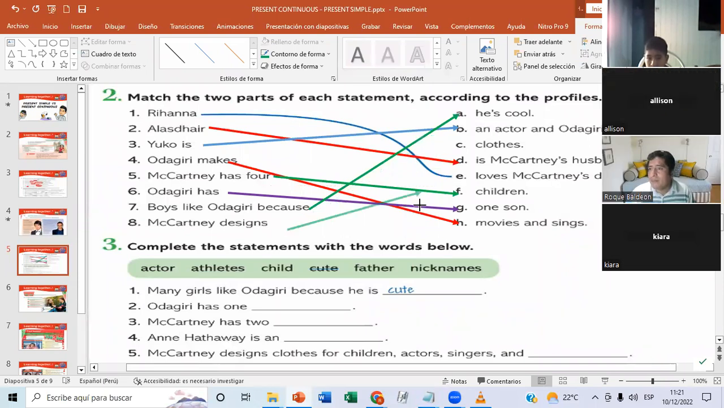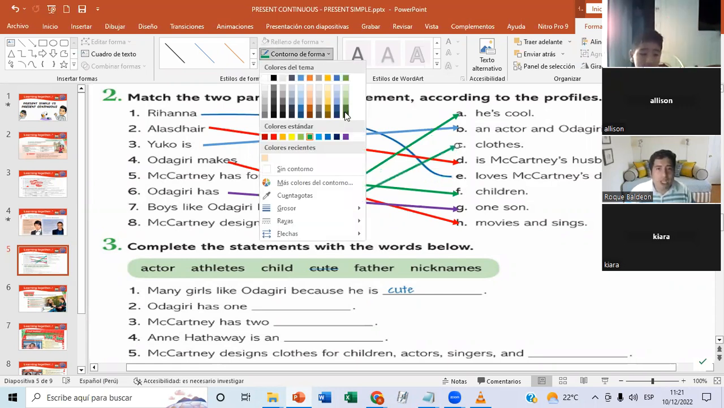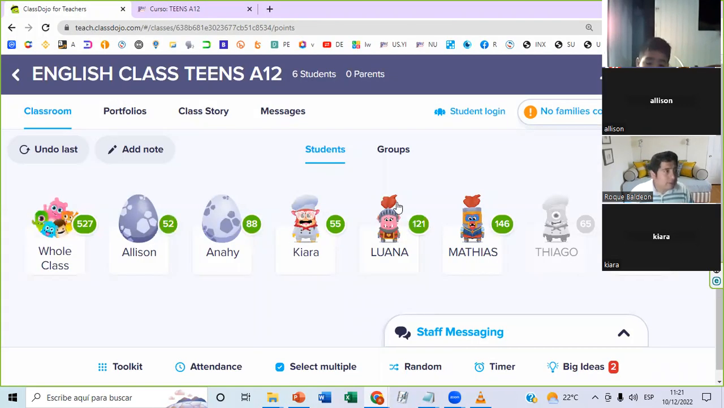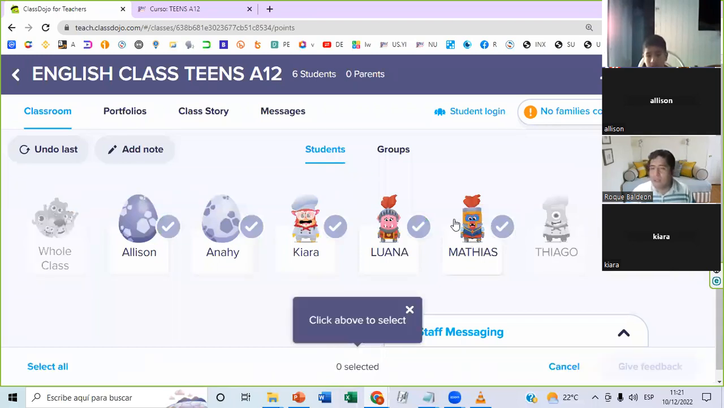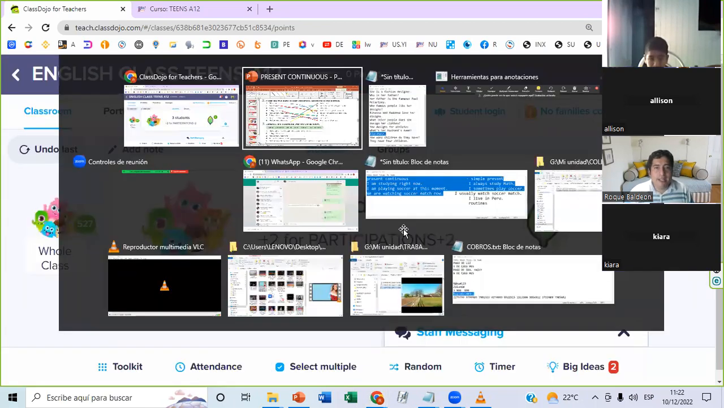McCartney designs. Teacher. Closet. That's it. Very good, awesome. Let me check. Here we go. Okay, vamos a ir a poner yellow. Good, awesome. Points. That's it. Very good. En este caso, le vamos a poner a Luanita, a Alison, and also Matías, ¿no? Que están luchando por su puntaje. That's it. Very good, awesome.